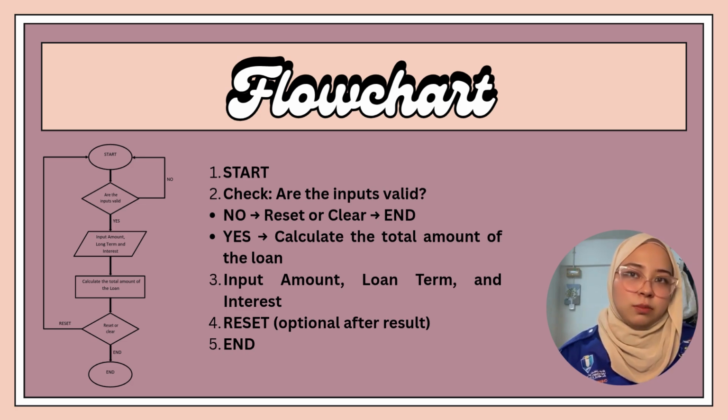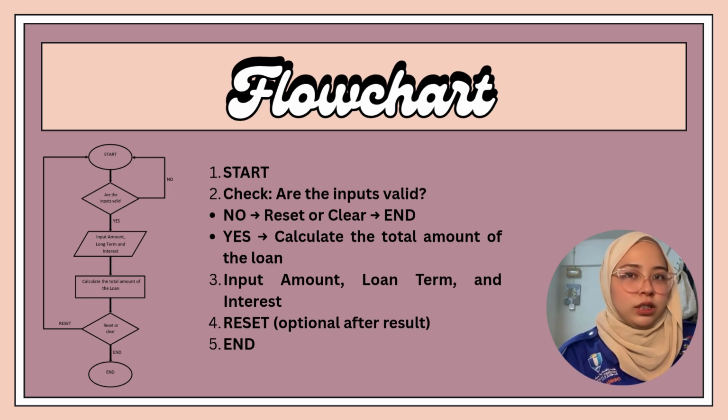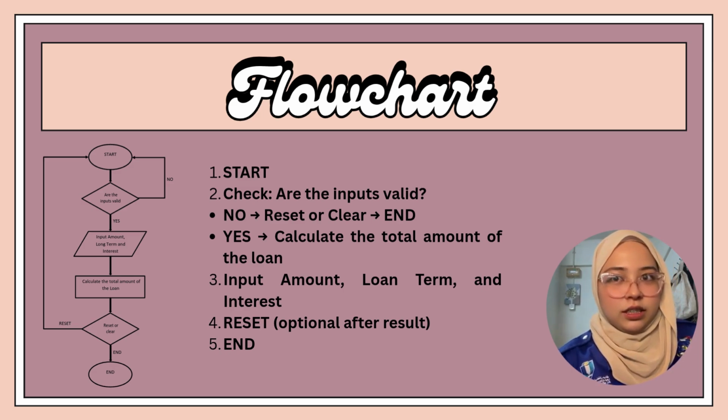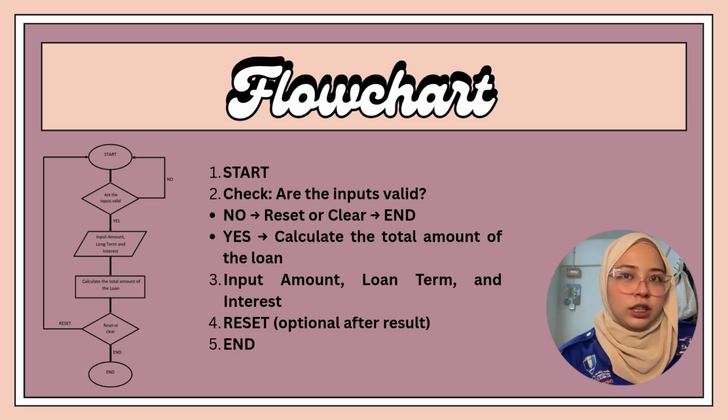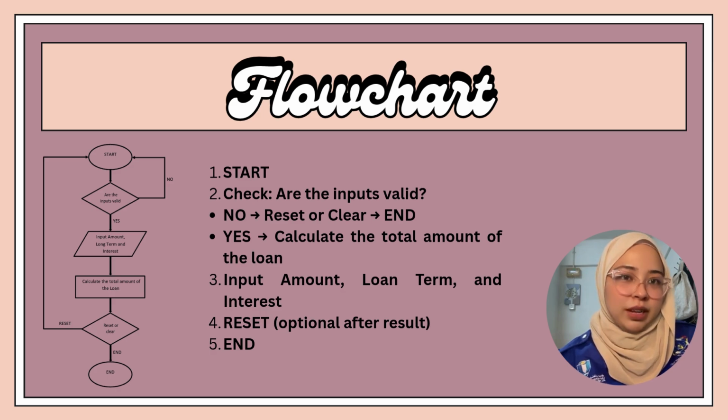And after that, the system performs a validation check to make sure the inputs are valid. This means it checks whether the loan amount is positive, the interest rate is reasonable, and the loan term is realistic. So at this point, the flowchart includes a decision box that asks, are the inputs valid? If the answer is no, the program will prompt the user to either reset the input using the reset or clear button, or end the program if they choose not to proceed.